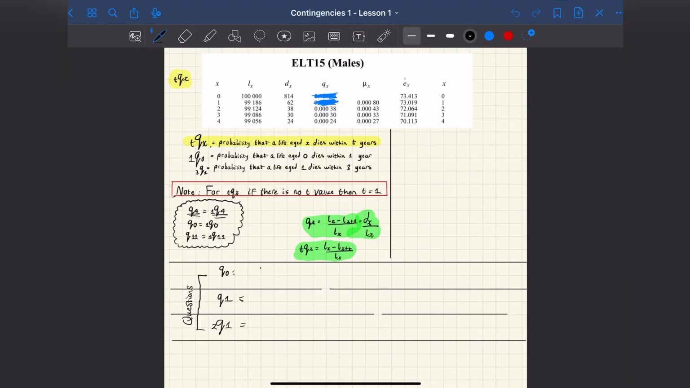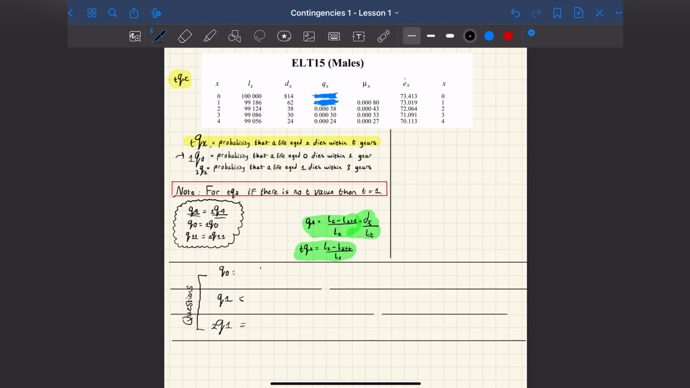tQx is the probability that a life aged x dies within t years. So for example, 1Q0 would be the probability that a life aged 0 dies within 1 year. 3Q1 would be the probability that a life aged 1 dies within 3 years.